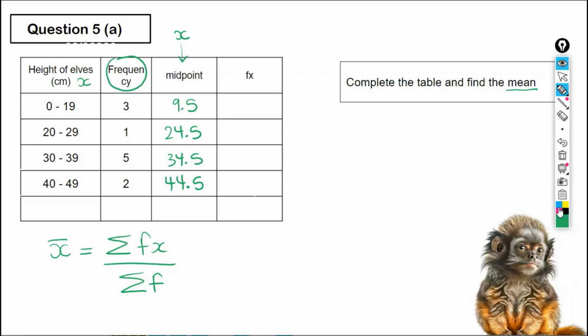So what we're going to do now is take the f value and multiply it by the x value. So we're going to multiply all of these here. For those who didn't do it, you think you could find the fx column for me? I'll do the first one for you. The first one, you're taking 3 and multiplying it by 9.5. We're going to get 28.5. See if you could fill out the rest for me.